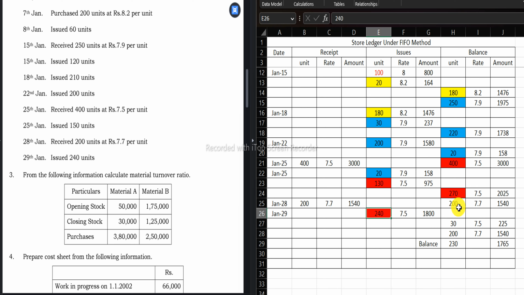And one more balance, the 200 units, we take as it is. So that 200 will remain as it is, and the rate is 7 rupees 70 paise. The total balance becomes 230 units, and the total amount is 1765. So this is the solution of the store ledger under the FIFO method. We are going to continue with the next methods in the next videos.